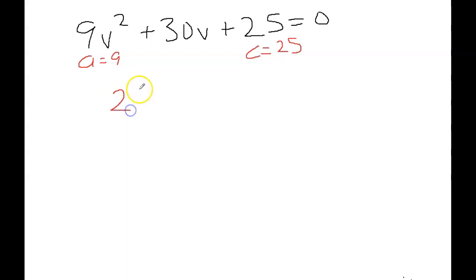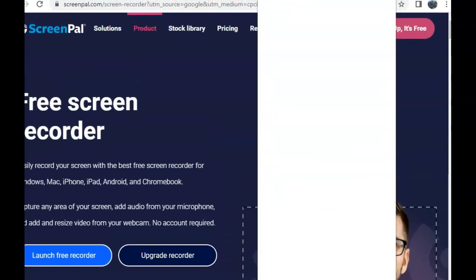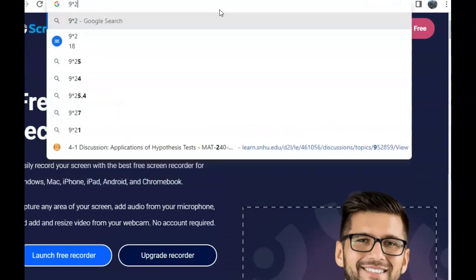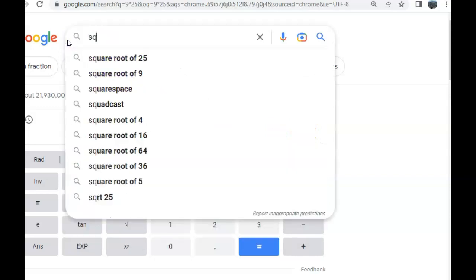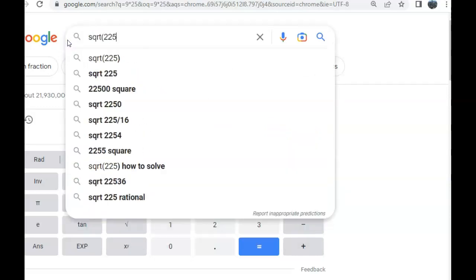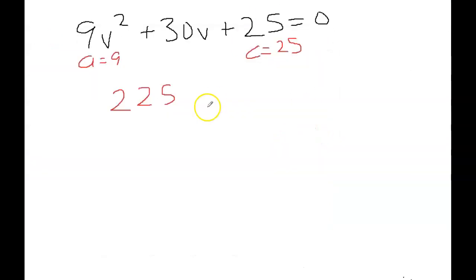And I believe that's 225. Quick check here on the calculator. 9 times 25, 225. Now we need to find all of the factors that can multiply together to equal 225. And that can take a while, but you can stop after the square root. So let's see what the square root of 225 is. 15, which means 15 times 15 is 225. So that's actually a pair of factors.